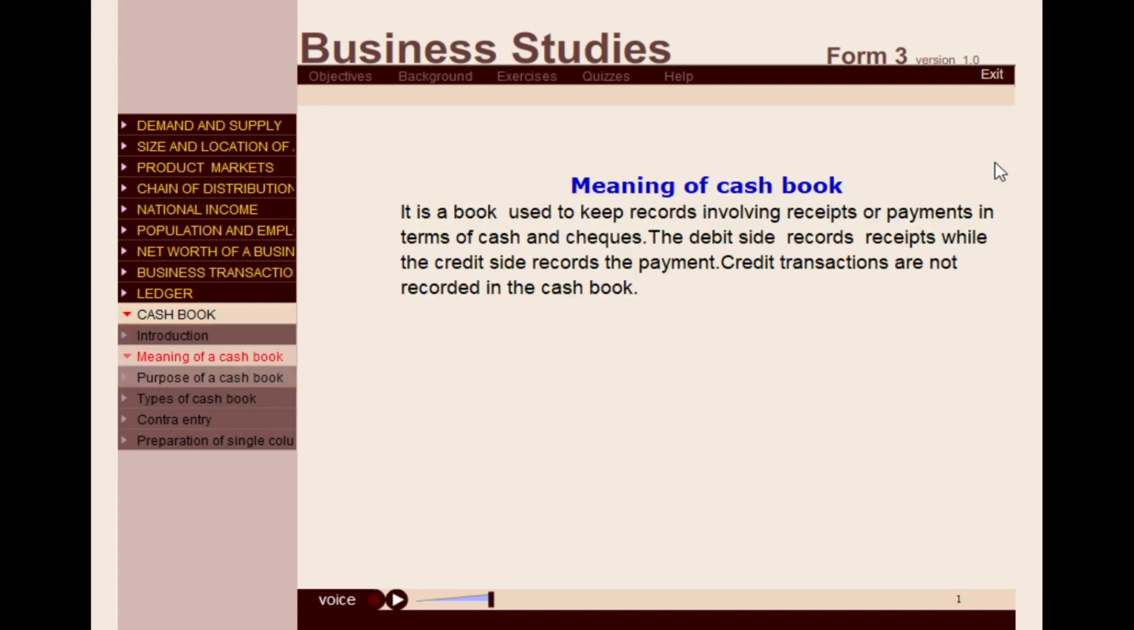Meaning of cash book. It is a book used to keep records involving receipts or payments in terms of cash and checks. The debit side records receipts while the credit side records the payments. Credit transactions are not recorded in the cash book.